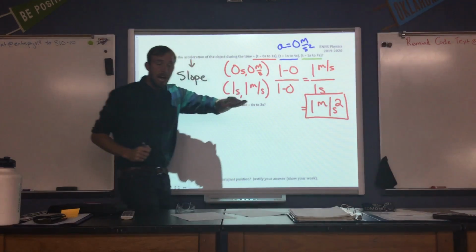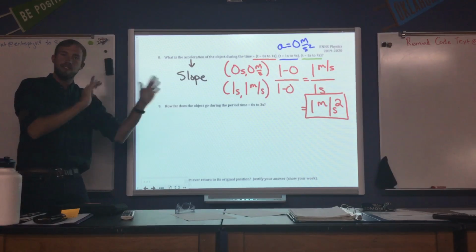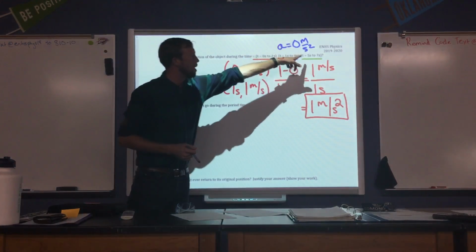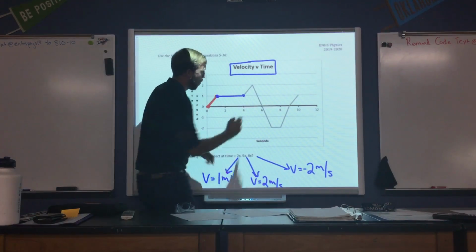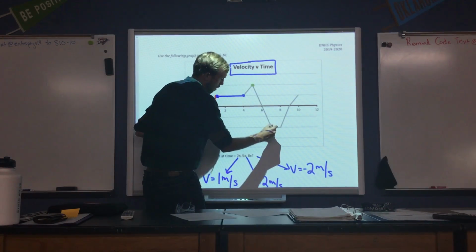Because we have a flat line, the slope is 0. Okay, just to save us a little bit of work. And then lastly, we'll look at 5 to 7 seconds. So 5 to 7, I'll find my points. So 5 up here, 7 down here.